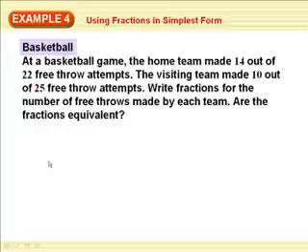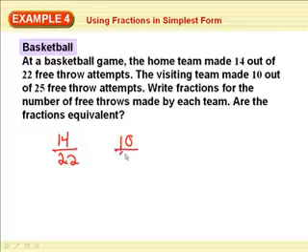Okay, example number 4, at a basketball game, the home team has made 14 out of 22 free throw attempts. The visiting team has made 10 out of 25 free throw attempts. Write fractions for the number of free throws made by each team. Are the fractions equivalent? Okay, 14 out of 22 and 10 out of 25. Well, let's reduce them. 2 can go into this. It would be 7/11, 7 out of 11. And 5 can go into this. That would be 2 out of 5.